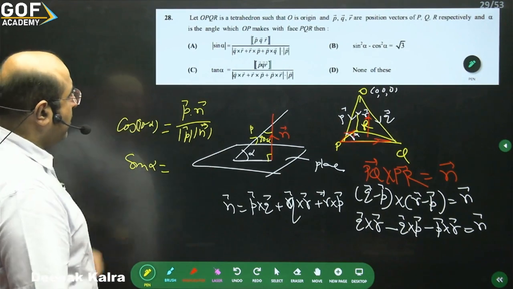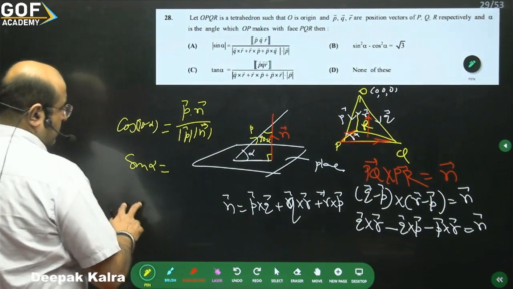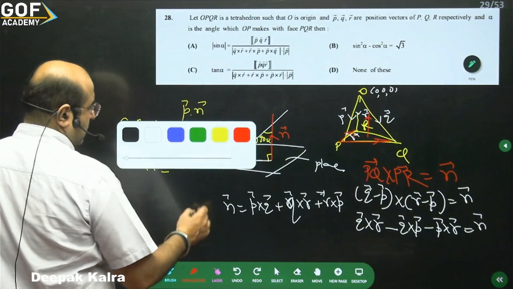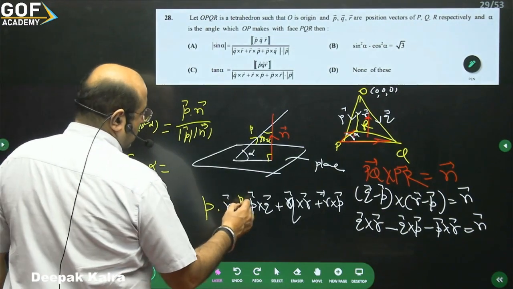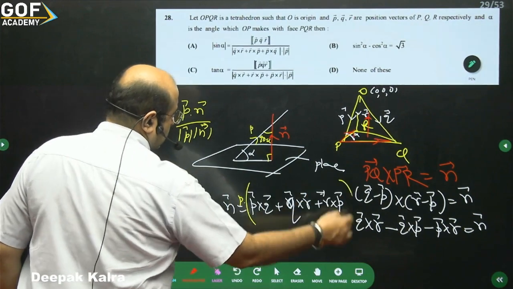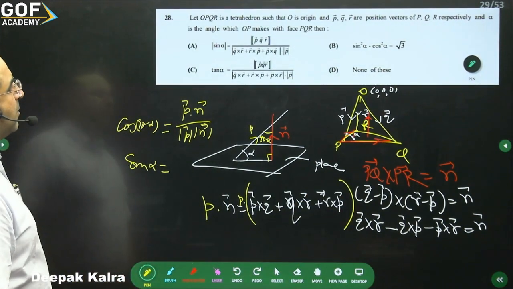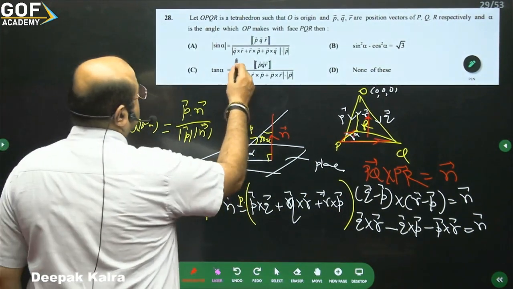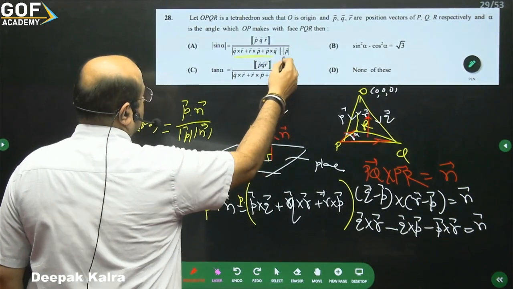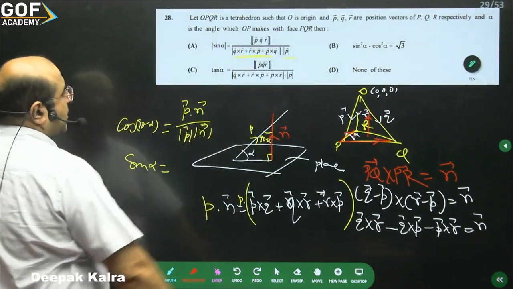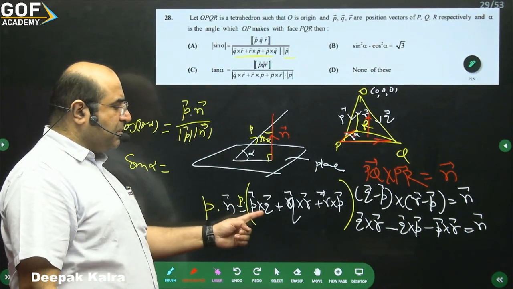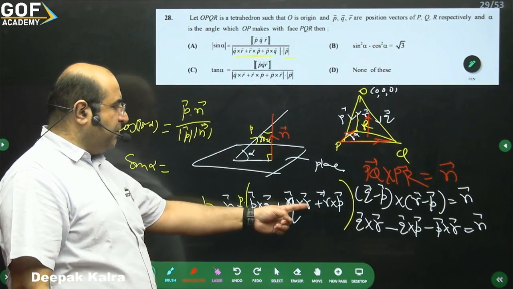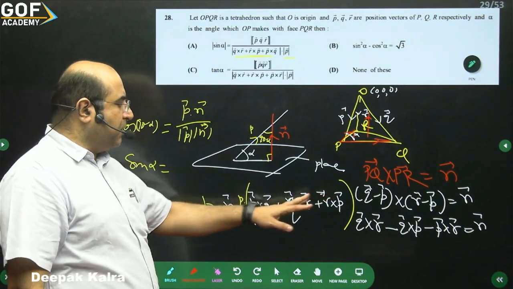So P dot n we have to do. P dot n means this. So it is being matching over here also. This is written. This is written. Only the thing this should match. P dot P cross Q are gone. P dot Q cross R will run. P dot R cross P gone. So P dot Q cross R.